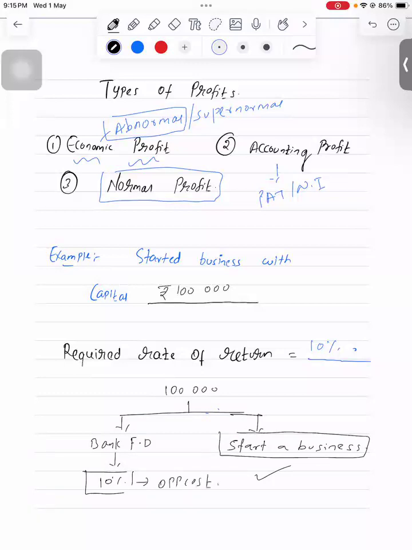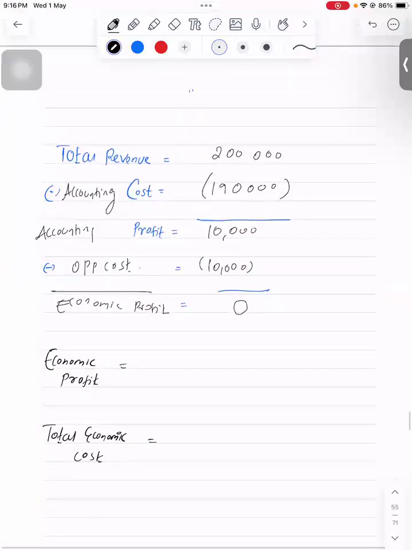Opportunity cost. The cost of giving up one option instead of another, that is your opportunity cost. The cost of giving up one option is known as an opportunity cost. So that's why we are doing this adjustment here. From accounting profit, you need to adjust opportunity cost. So economic profit is 0. So you are not making any supernormal profit.